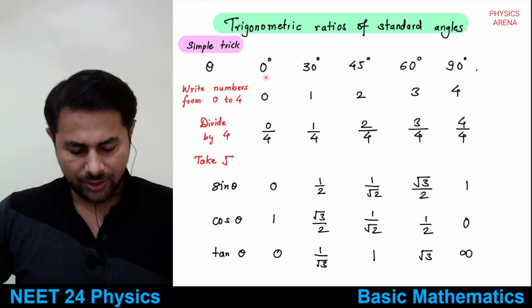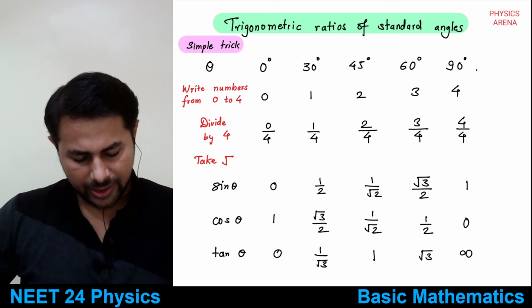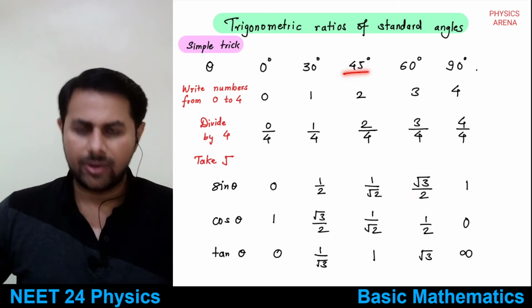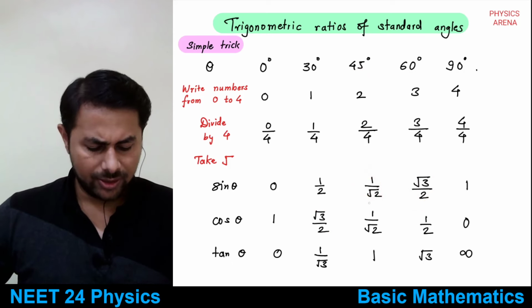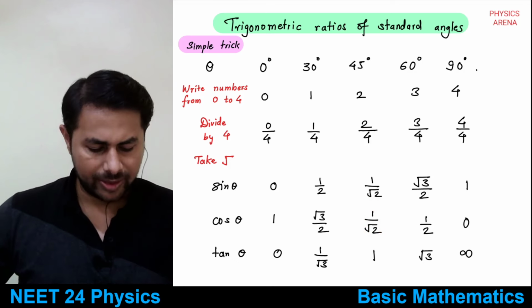So cos 0 is 1. Then cos of 30 will be equal to what? It is sine of 60 degrees, so that is root 3 by 2. Then what is sine of 45? It's 1 by root 2. So 45 is a special angle. Sine and cos, both of them are 1 by root 2 for 45 degrees.